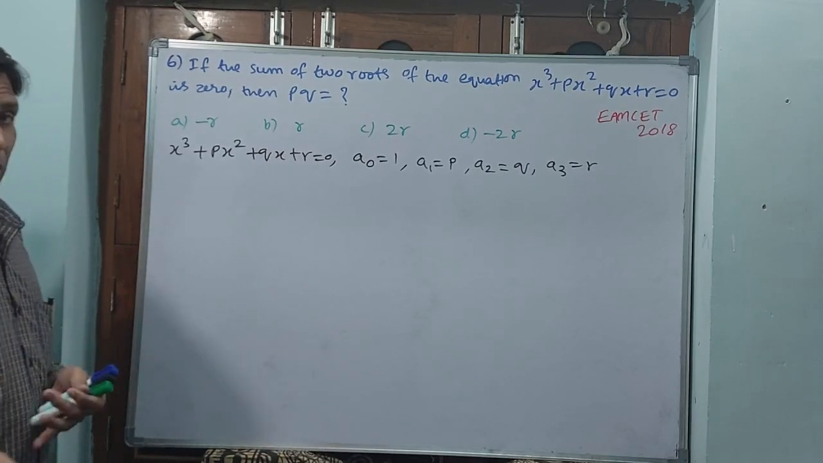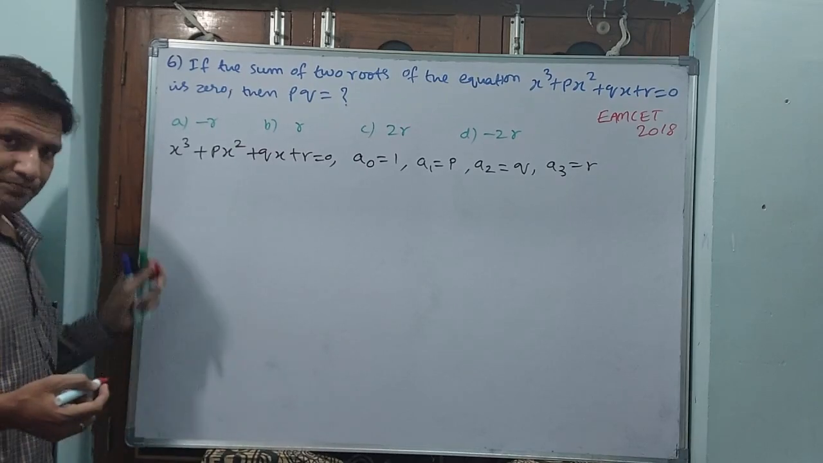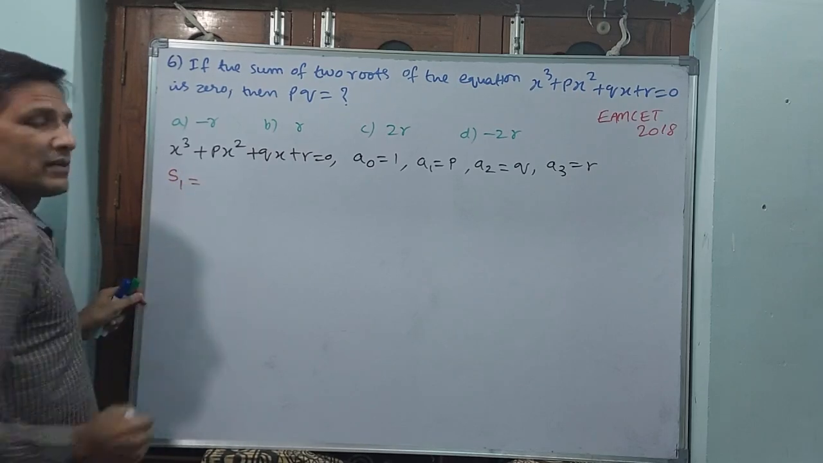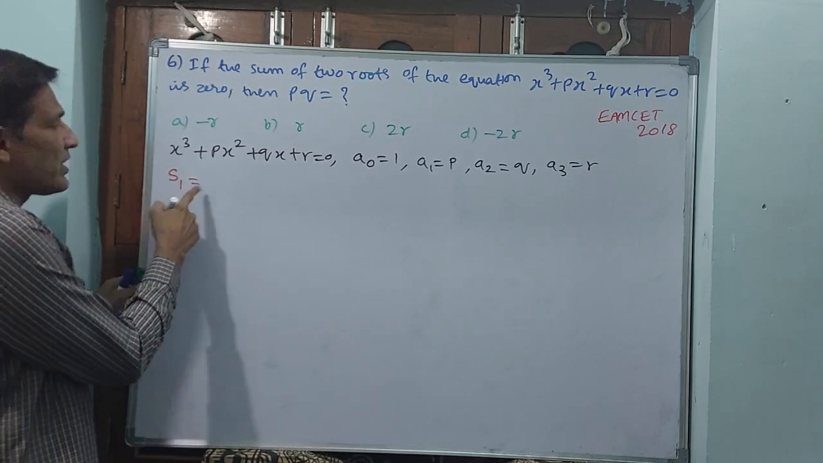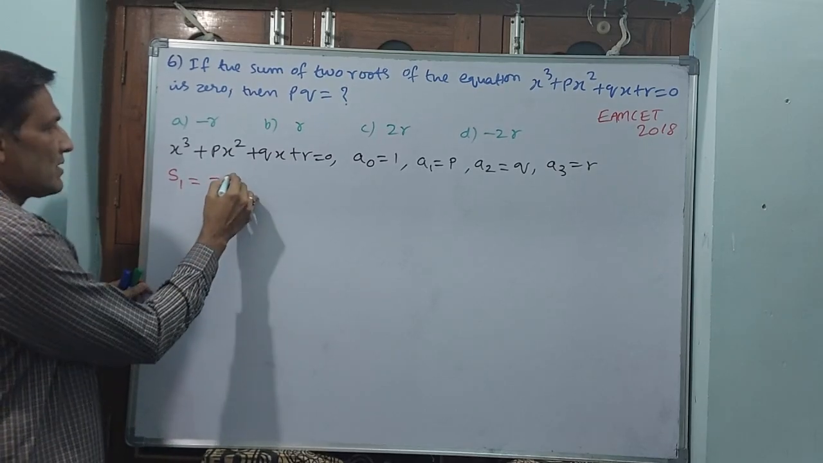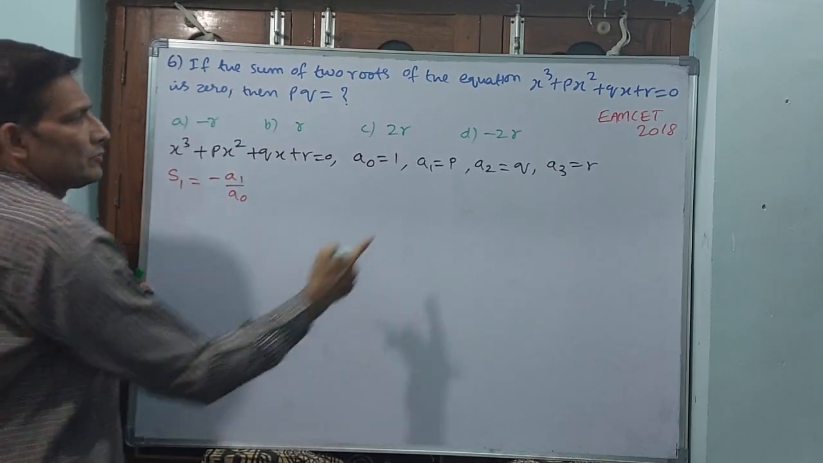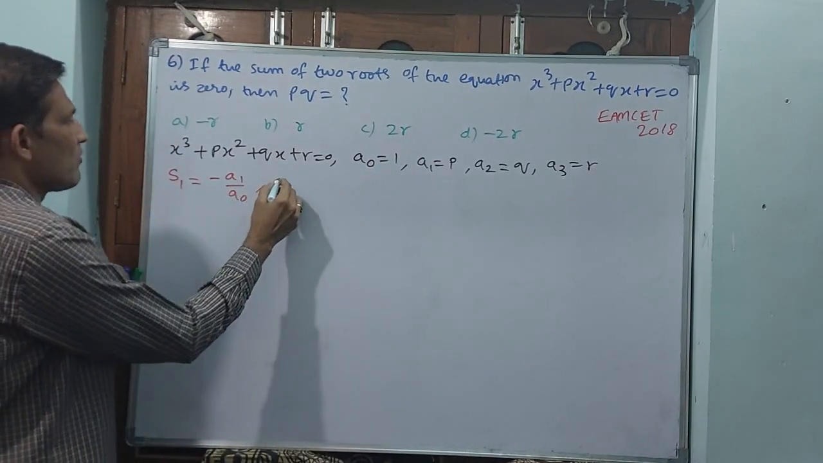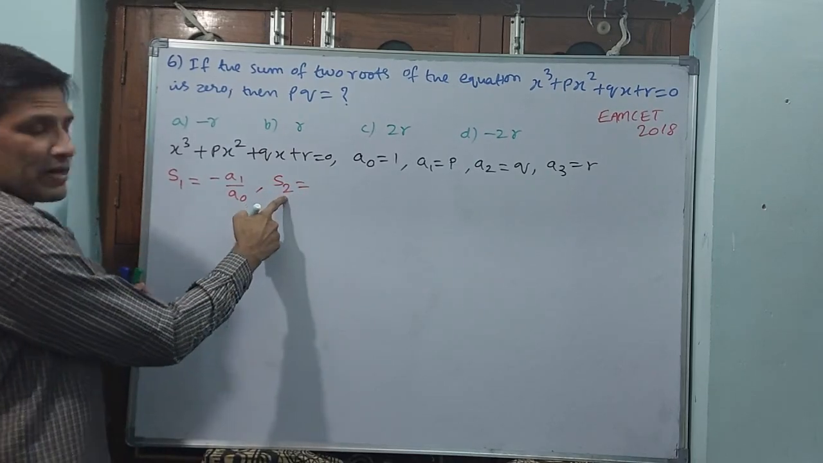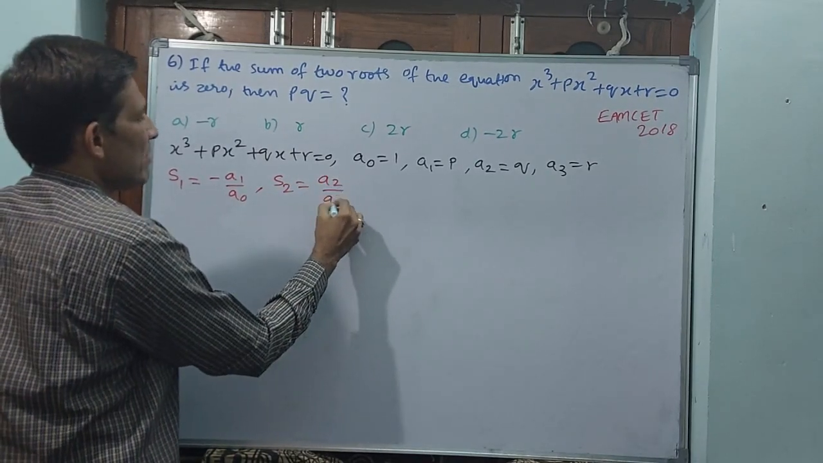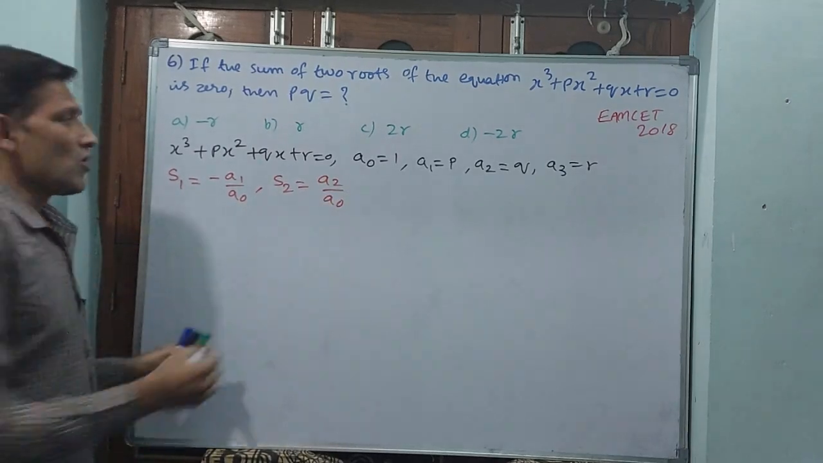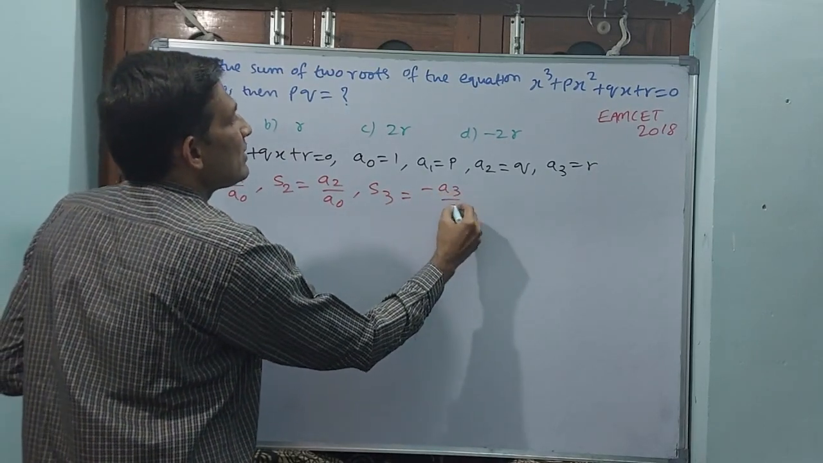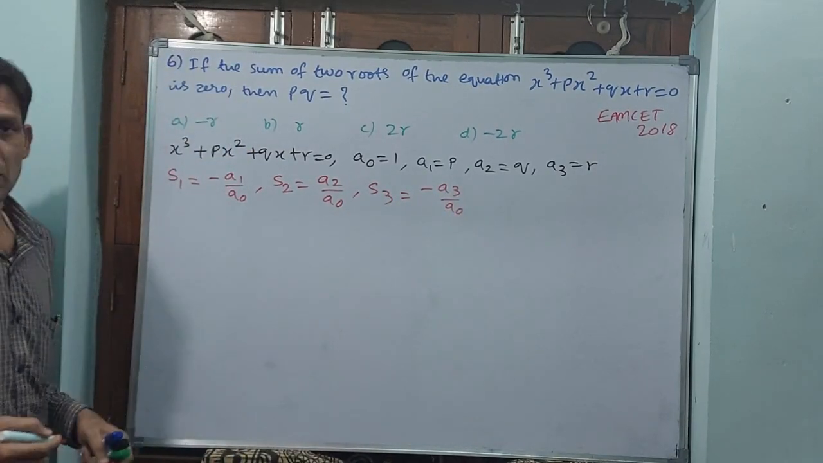Now the sum of these values I am also writing. What is S1? S1 is equal to, 1 is odd number, so minus a1 by a0. S1 means minus you have to keep. What about S2? S2 is even number, that is why directly you take positive, a2 by a0. What about S3? S3 is again odd number, then you keep minus a3 by a0. Like this you have to follow.